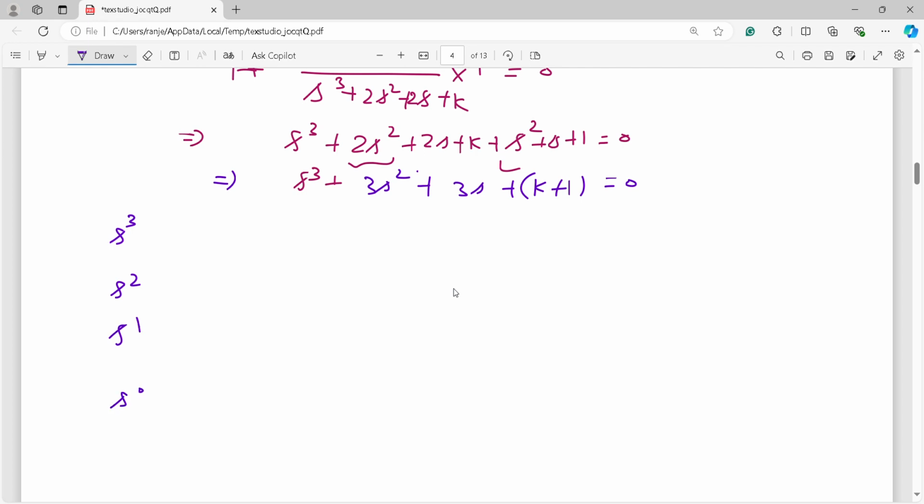Then the alternate coefficients: s cube coefficient is 1, s square coefficient is 3. Then again, going this side, the 3s square and then 3, then again fill it like that, then finally k plus 1. All right, basically alternatively we can fill these coefficient terms.